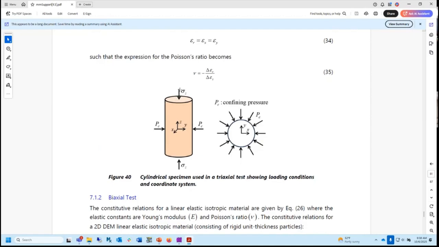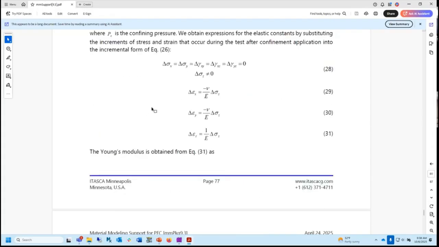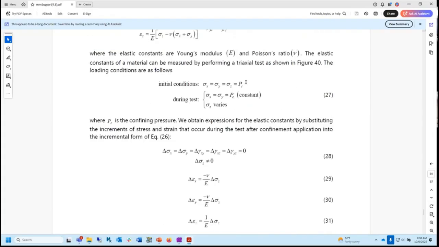And then I'm going to start pushing this down and I'm going to keep PC constant. So those are the initial conditions. During the test, sigma x and y are constant, but sigma z varies. That's the axial direction, okay?